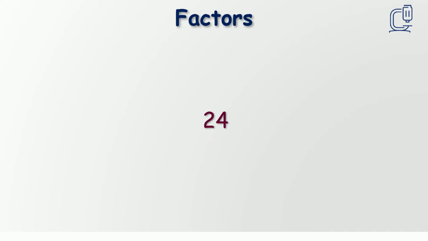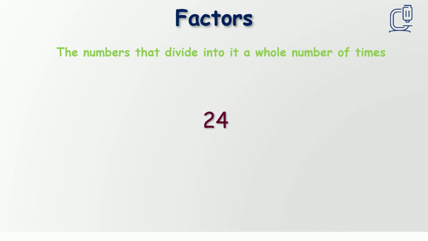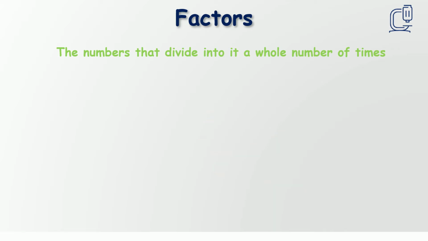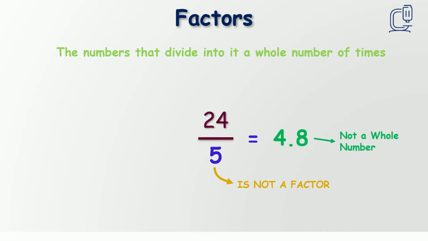Let's take a look at the number 24. Factors of 24 are all the numbers that divide into it a whole number of times. So for example, 6 is a factor of 24 because 24 divided by 6 is 4, which is a whole number. Whereas 5 is not a factor of 24 because 24 divided by 5 is 4.8. So 5 doesn't go into 24 a whole number of times. Let's go through some more examples.